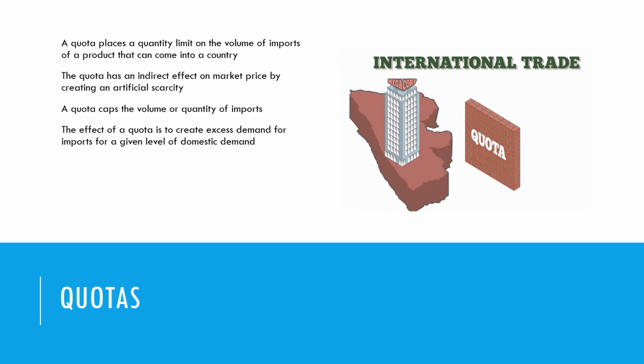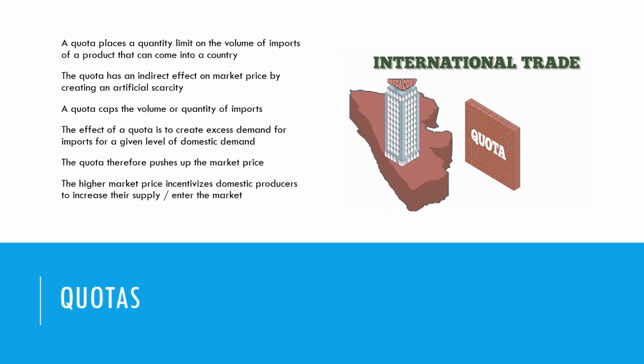So quotas obviously limit the amount of imports and direct consumers to buy domestic goods instead. They also do create excess demand for imports for a given level of domestic demand, which can drive up the market price of those imported goods. And the higher market price can benefit domestic producers if they sell a similar type of good.